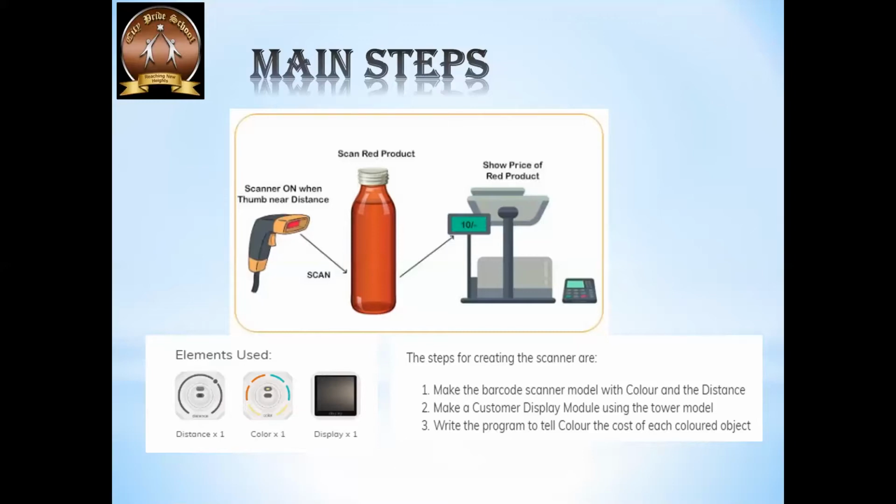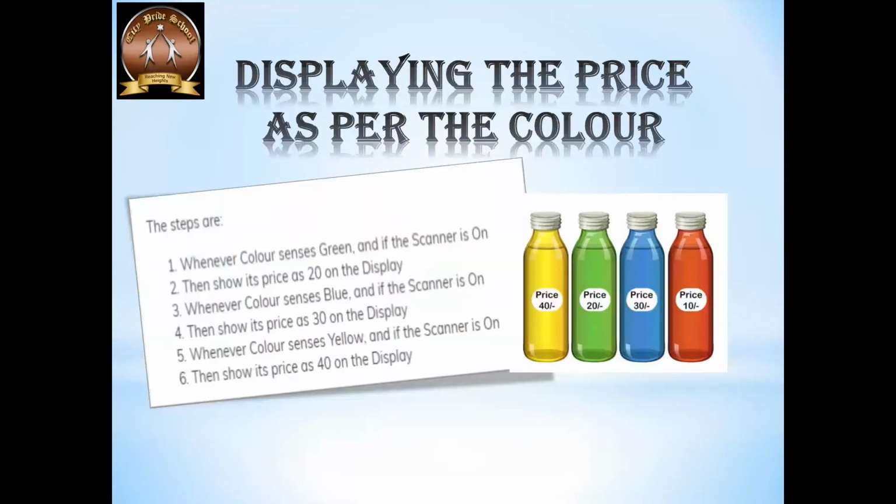So let me show you the exact setup. First, as I was discussing, we are going to give different color products different prices. For example, yellow 40 rupees, green 20 rupees, blue 30 rupees, and red 10 rupees. So like this, we can increase or decrease the colors or the prices.